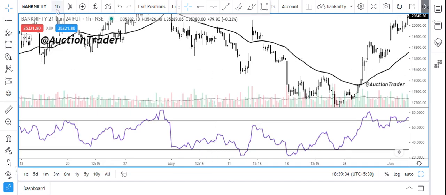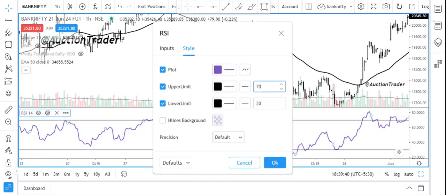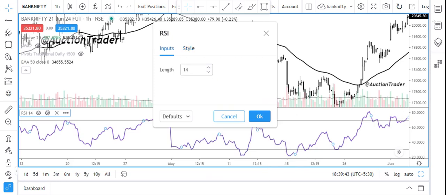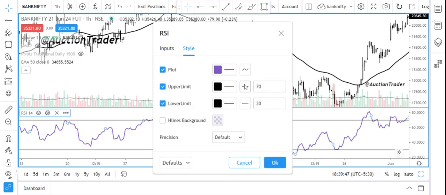This is the Bank Nifty 1 hour time frame chart. Okay, and I'll just show you. This is RSI with standard settings, 70-30 band, and the input is 14 period. So I'll just remove these backgrounds and change these lines to be more visible.